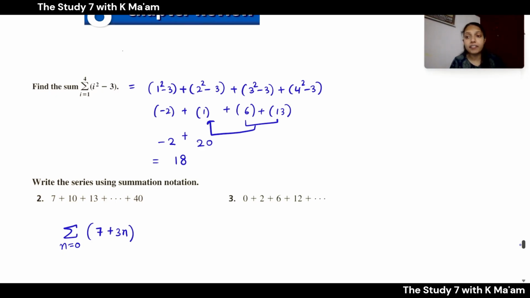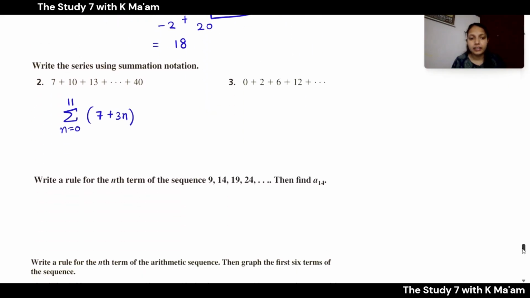Let's take 11. 37 is very close to 40. So if you take 11, 11 threes are 33. 33 plus 7 is 40. So your last n is 11. You have to start from 0 and go to 11. You can try the third question yourself.